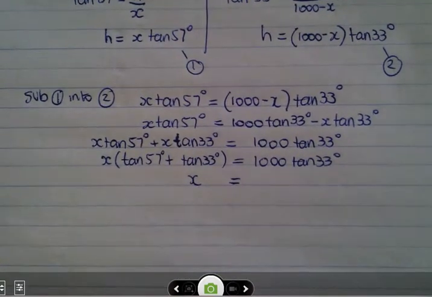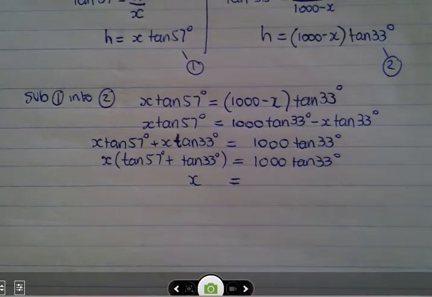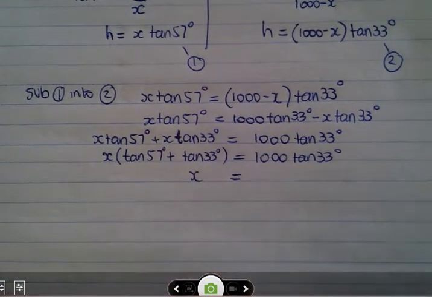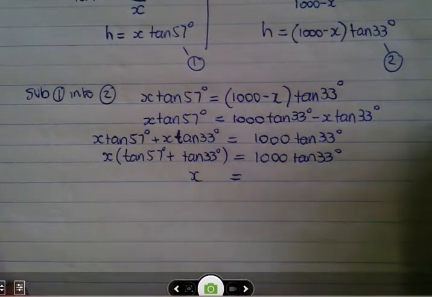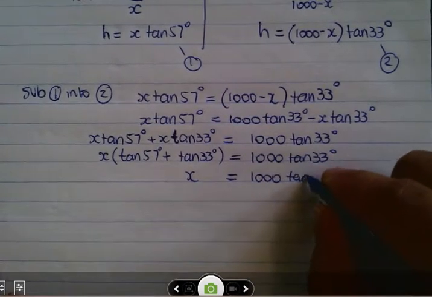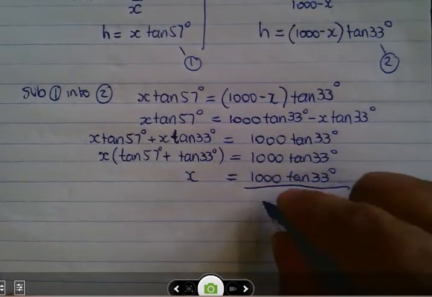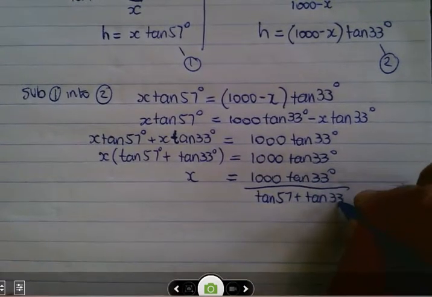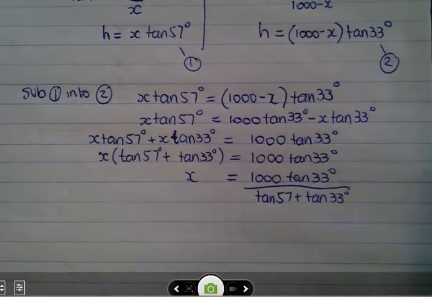Now what do I do? Don't I just, X times all of that equals that. So isn't X what divided by what? Yeah, 1000 tan 33 over tan 57 plus tan 33. So an exam question might say, show that X equals. Now I'm nearly finished.